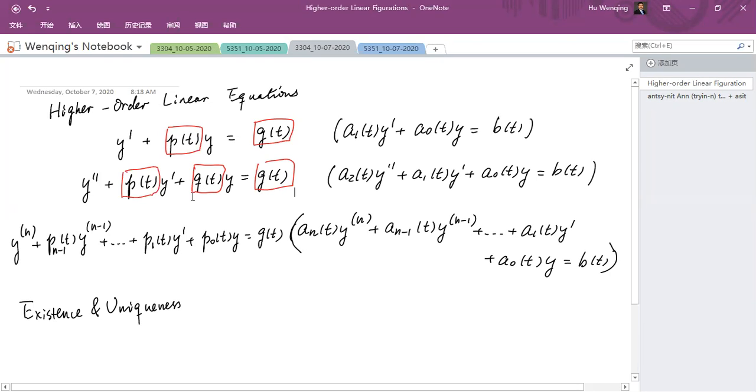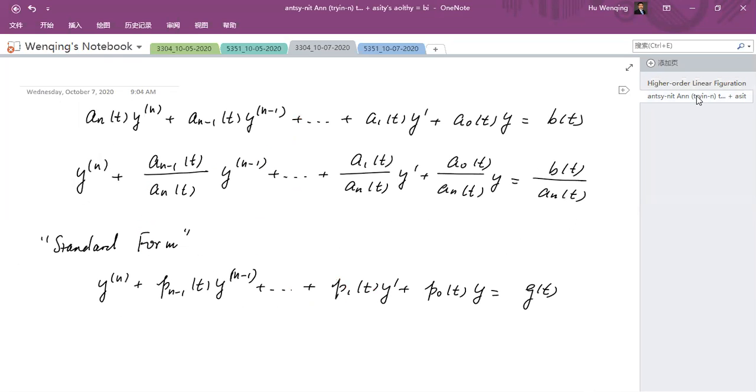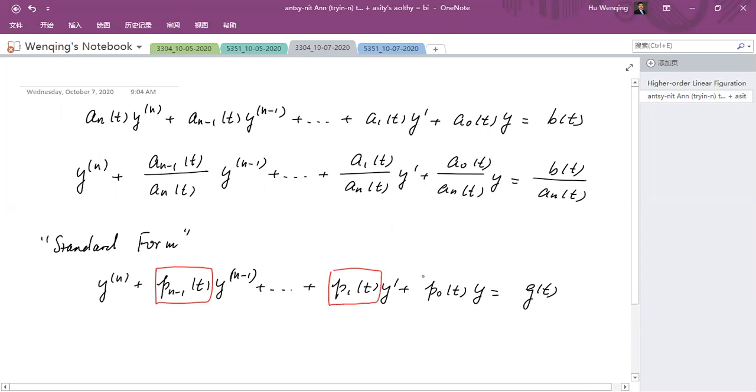So the situation will be the same for higher order equations. But remember, you must turn this equation into standard form before you can do anything. As long as you turn the equation into standard form, it suffices that all these p's as well as the g are continuous functions. So that's going to be important. That means all these coefficients in front of those derivatives and y, as well as the g, have to be continuous.